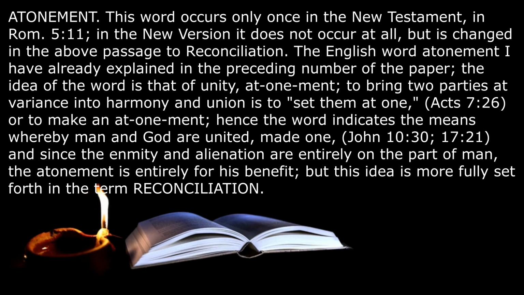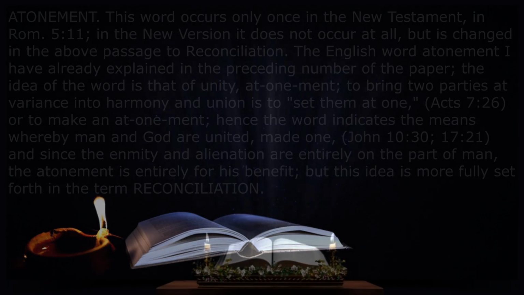To bring two parties at variance into harmony and union is to set them at one, or to make an at-one-ment. Hence the word indicates the means whereby man and God are united, made one, and since the enmity and alienation are entirely on the part of man, the atonement is entirely for his benefit. But this idea is more fully set forth in the term reconciliation.